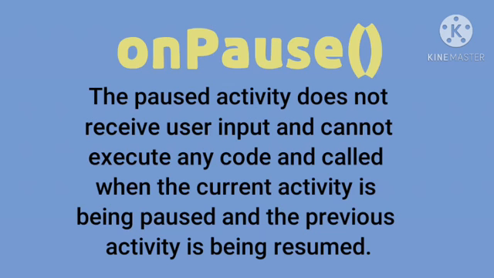Then if the user navigates to another activity, that is another screen in the app, the onPause method is called. The paused activity does not receive user input and cannot execute any code, and it is called when the activity is being paused and the previous activity is being resumed.